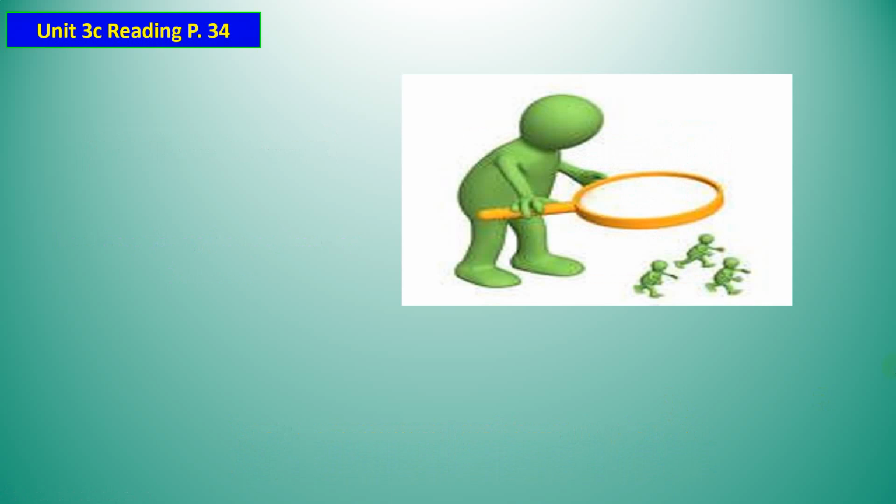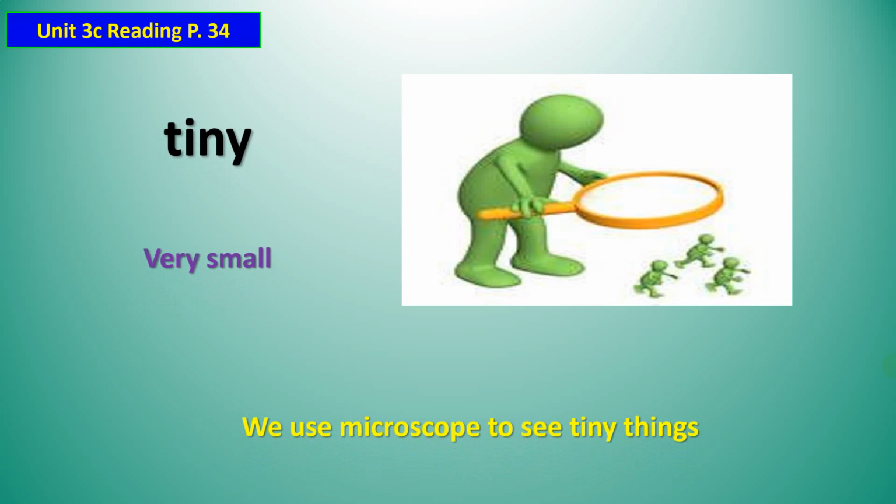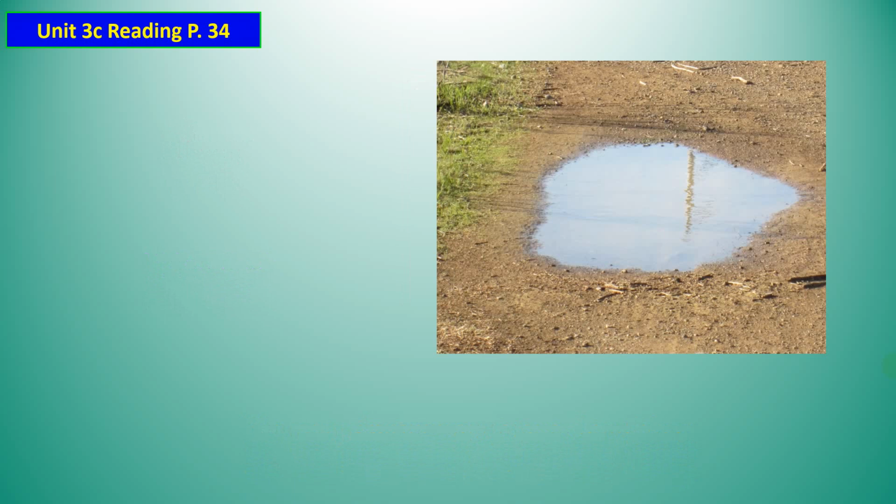Yeah, have a look at this picture. Can you guess the suitable word here? Okay, now let's see. They are tiny. That's right, tiny. You couldn't see them. So tiny means very small. That's right. And here a sentence: we use a microscope to see tiny things. Get the point? Okay, now let's move on.